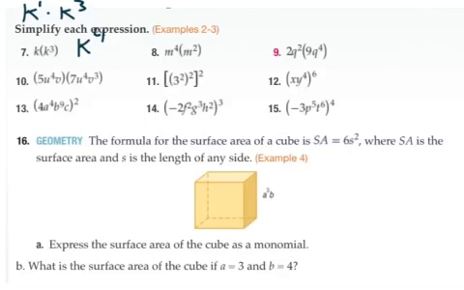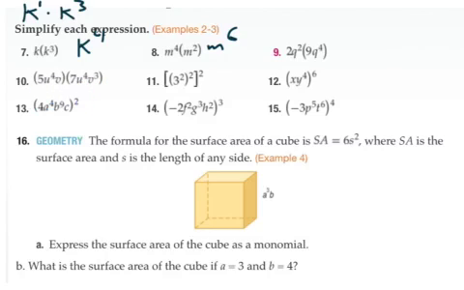Look at number 8. So here I have, again, notice that I have a base to a power times a base to a power. In that case, that's when I add my exponents. So that would be m to the sixth. Let's take a look at number 10.